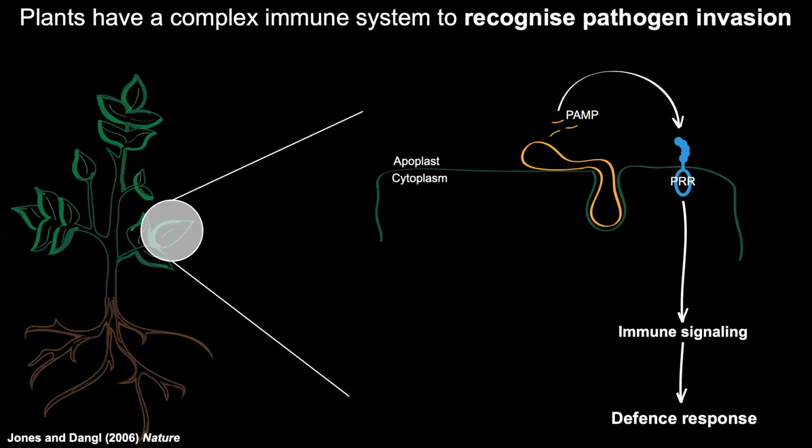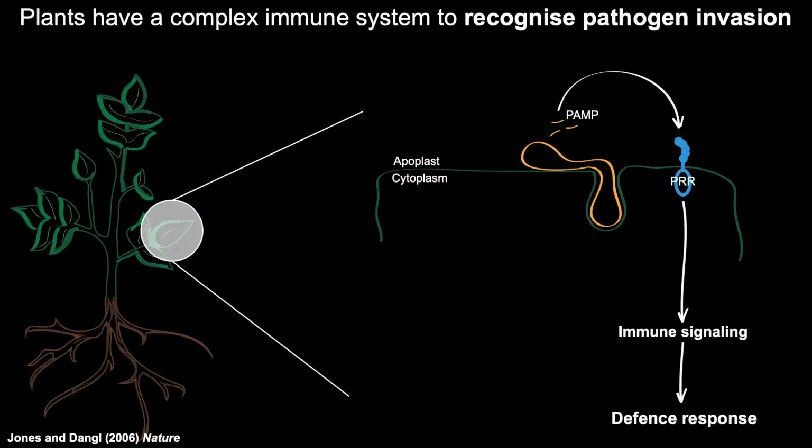So, through many studies over the years, we know that plants have a complex immune system to detect pathogen invasion, mount a defense response, and ultimately prevent infection. And plants can detect pathogens at the cell surface through the recognition of highly conserved pathogen molecules, known as PAMPs, which might be, for example, chitin on the fungal cell wall, or flagellin, which is a component of bacterial flagella.